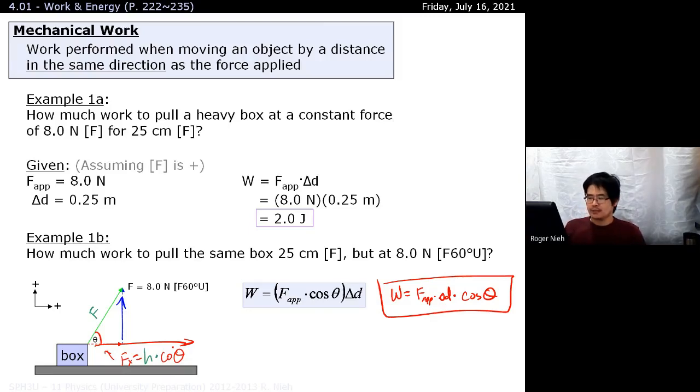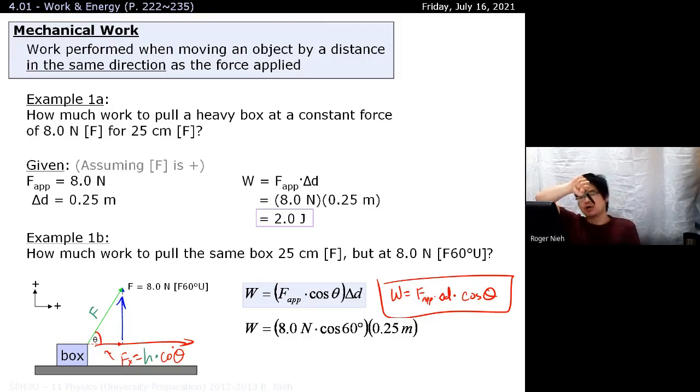Okay, so now we can sub in our values. Okay, 8 newtons times the cosine of 60 degrees. 8 newtons times cosine of 60 degrees works out to just 4 newtons. So of all the 8 newtons that you're pulling, only 4 newtons of it is actually useful in helping to drag the box. Right, so that 4 newtons, that horizontal component that allows you to drag the box, you're dragging for half a meter. So 4 times half a meter gives you 1 joule of work. That's where that comes from.